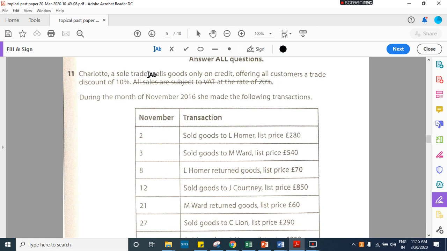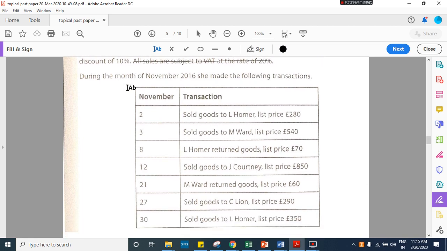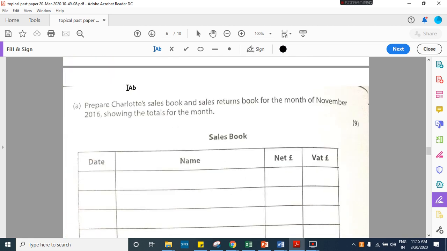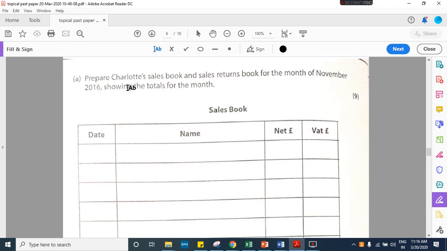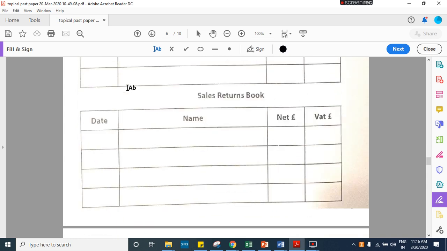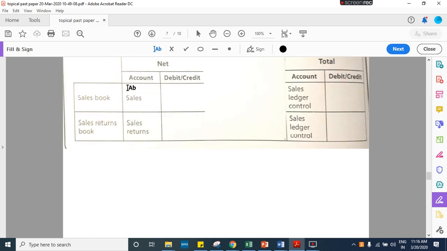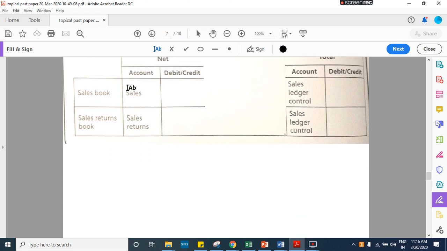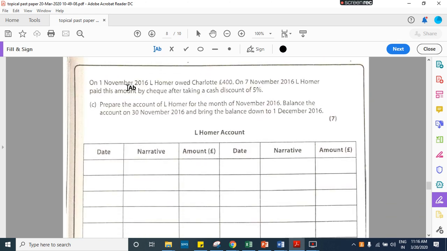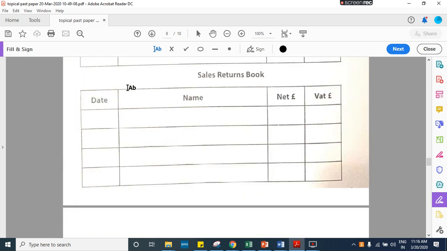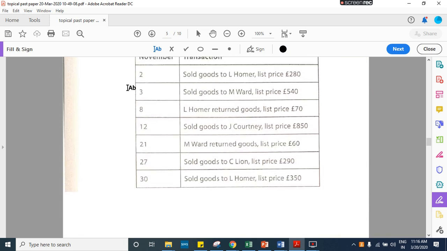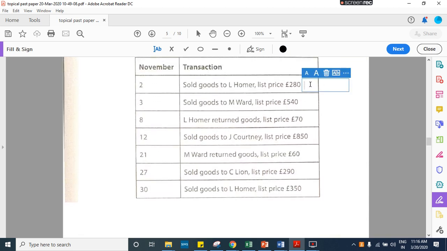Charlotte is a sole trader, who sells goods only on credit, offering all customers a trade discount of 10%. Now, before moving to this question, what are they expecting you to prepare? They're expecting you to prepare a sales book, or we call it a sales day book, and a sales returns day book, followed by some double entries, and then you're supposed to prepare a customer account. Now, let's move to the question and find out where exactly we are going to post these entries.